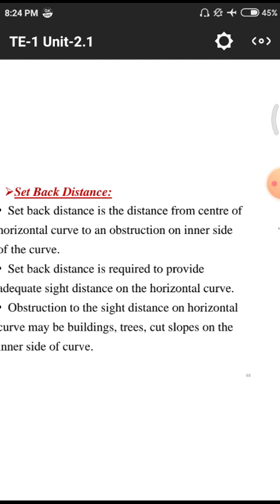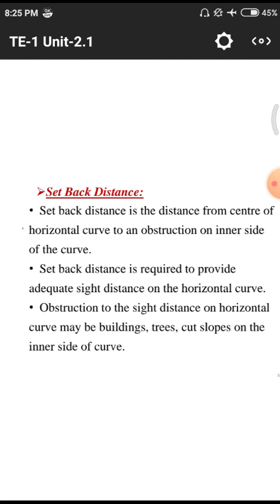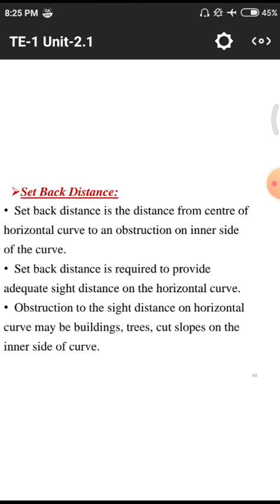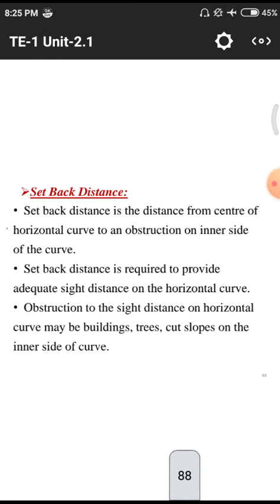Next one, setback distance. We have to understand this setback distance by using this theory. Setback distance is the distance from the center of the horizontal curve to an obstruction on the inner side of the curve. Setback distance is required to provide adequate sight distance on the horizontal curve.